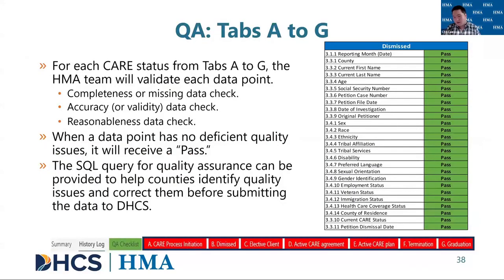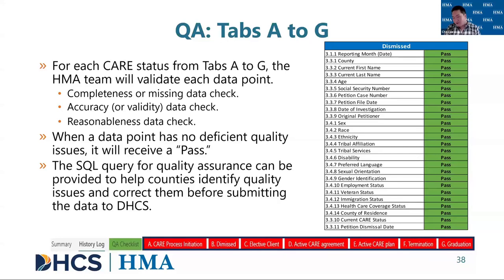For each key status from tab A to tab G, the HMA team will validate each data point. So how do we do the validation check on each data point? First, we're going to do a completeness or missing data check. Next, we're going to do an accuracy or validity data check. And third, we look at that data point and compare it with other information from the data to see if it makes sense. The table shown on the right is actually a tab from tab B.